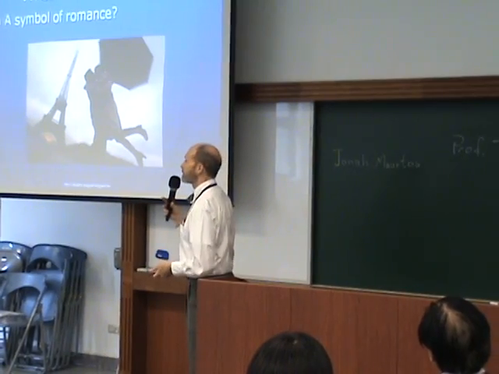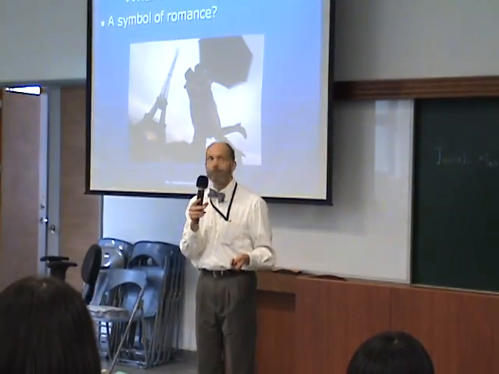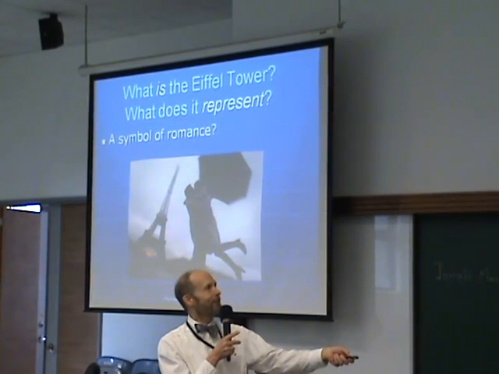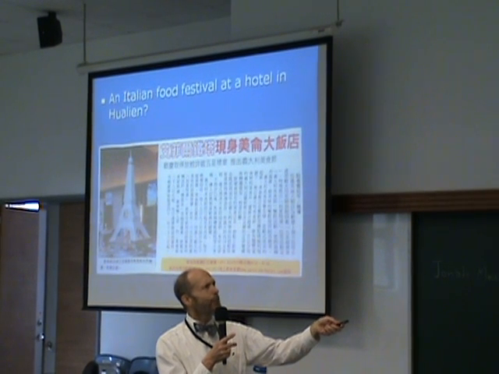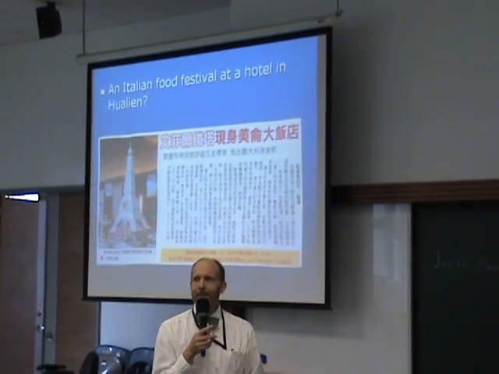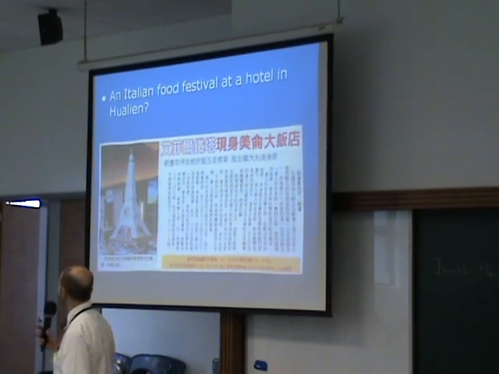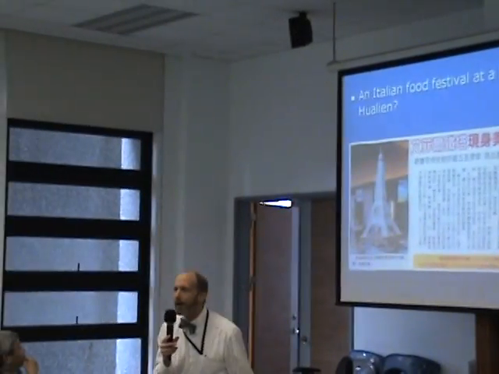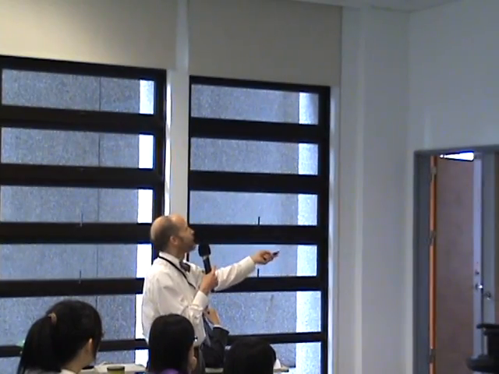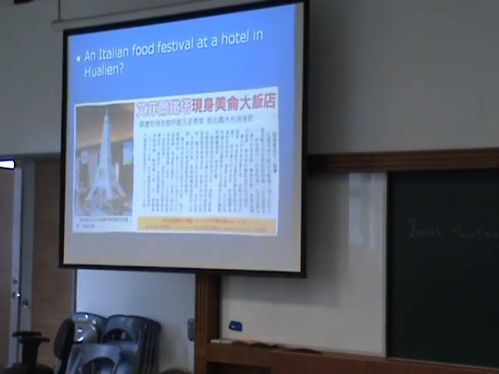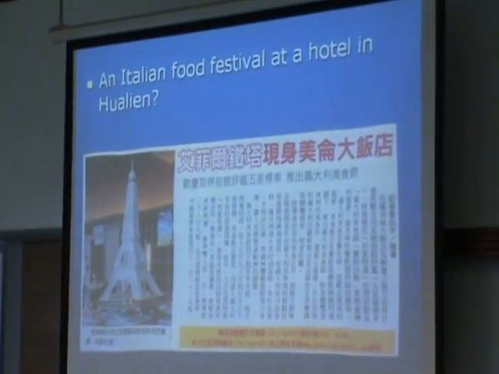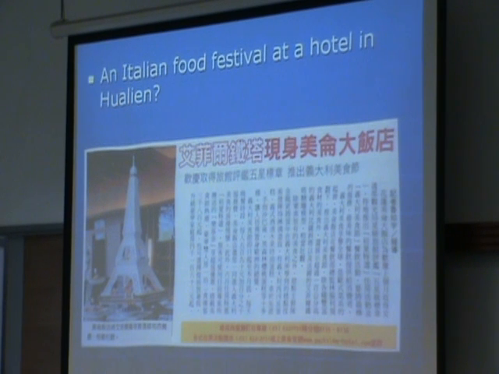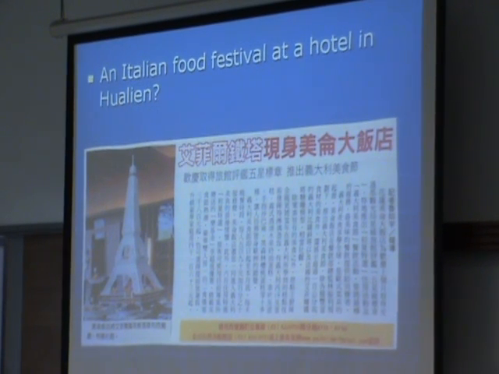Now, so, what is the Eiffel Tower to us? Is it a symbol of romance? Really? You have people falling in love and kissing on the streets of Paris, or is it an Italian food festival at a hotel in Hualien? This came out in a newspaper a couple of years ago, and I was very amused by it. Why do they have the Eiffel Tower for an Italian food festival? Well, I think maybe they thought if we do the Leaning Tower of Pisa, maybe it will fall over and crush our cakes. So they picked the Eiffel Tower, because the Eiffel Tower is something that we all know. When we see this, we don't think, really. We have an immediate response.